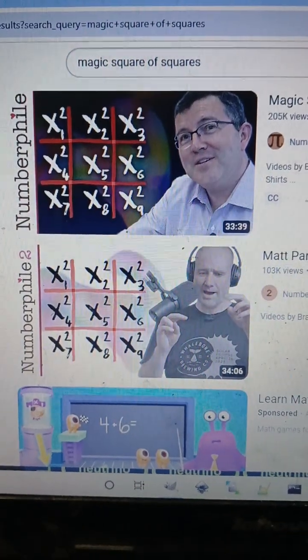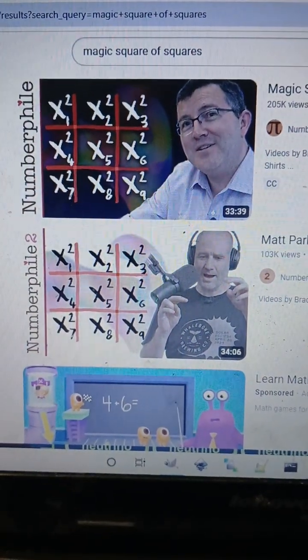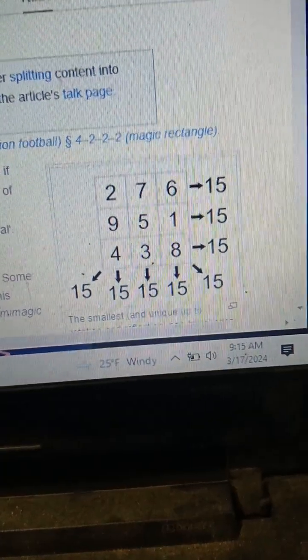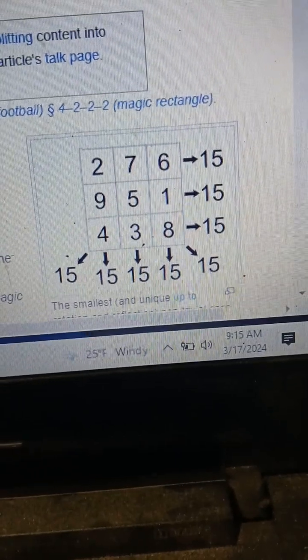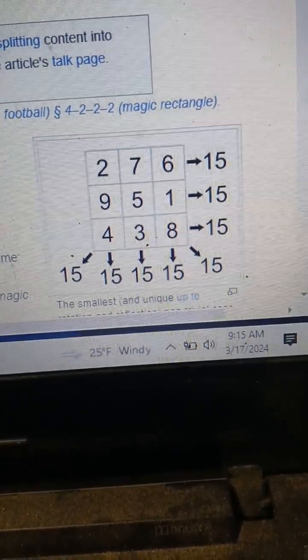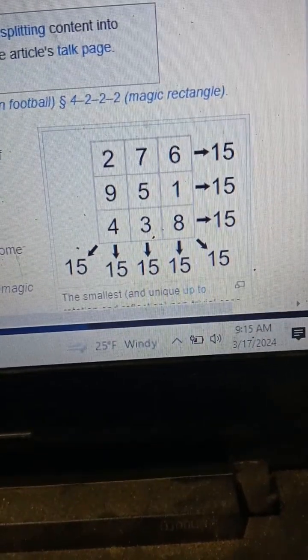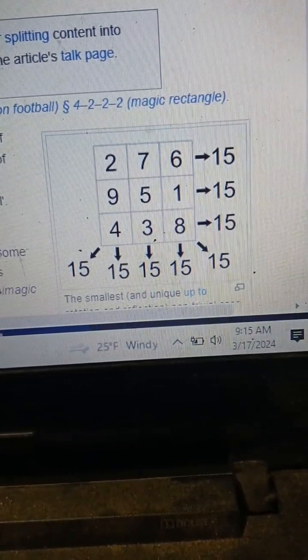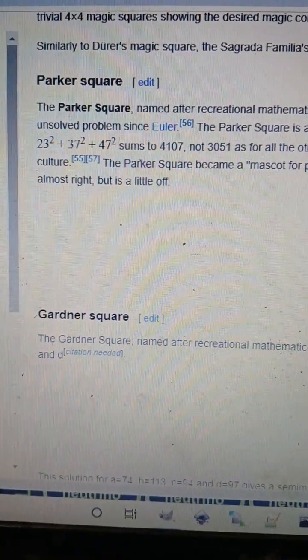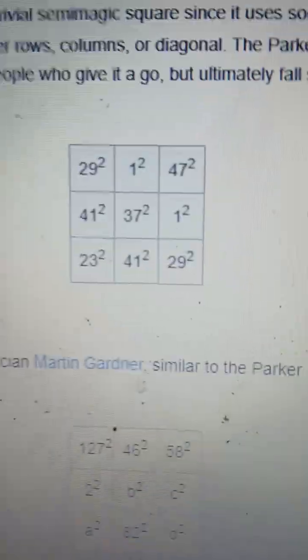So I wanted to make a video about this magic square of squares problem, which they say is probably impossible. What they're trying to do is make a magic square, where all the rows and columns and diagonals add up to the same number, but they're trying to use only numbers that are being squared.